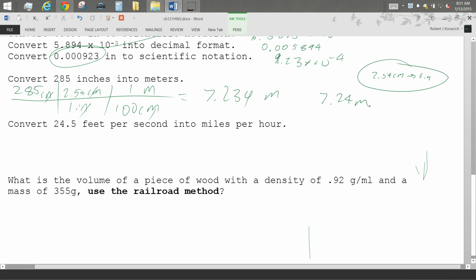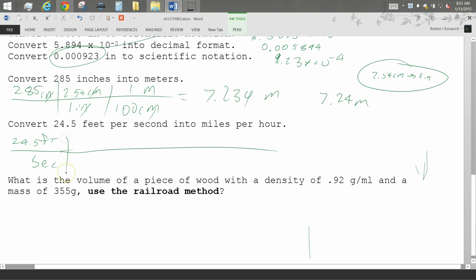7.24 meters. Since that 9 is a 5 or greater, I'm going to go ahead and round up that 3. All right, so we're going to go 24.5 feet per second, and we're going to go into miles per hour.